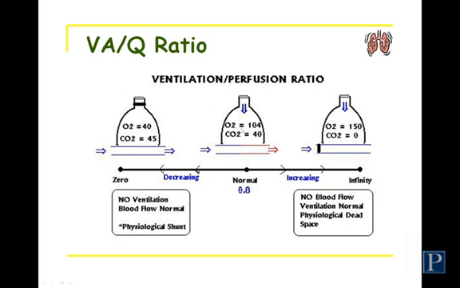So what if you have somewhere in between, which in reality is what we're going to get? Anything that influences ventilation, if it decreases alveolar ventilation, you will have ventilation-perfusion ratios of less than 0.8.